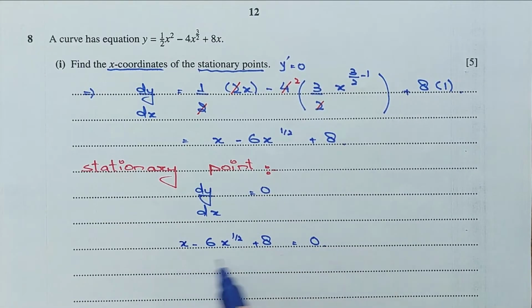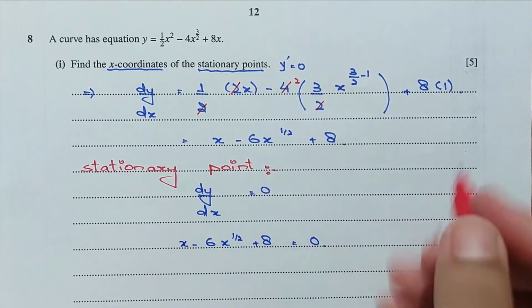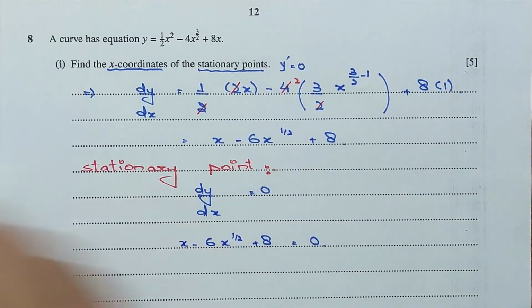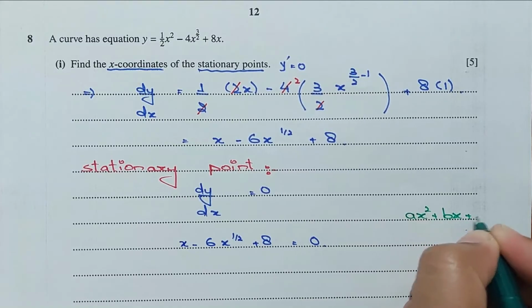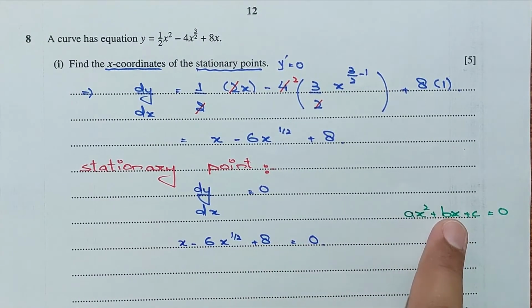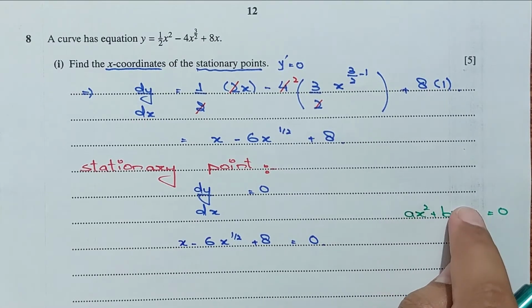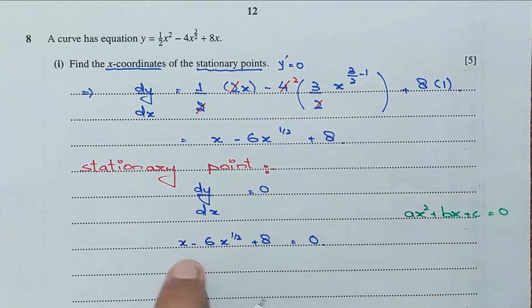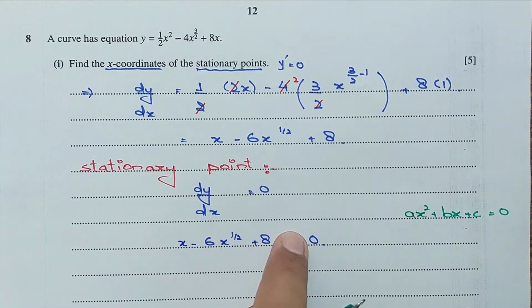So if we closely observe, this is a quadratic equation in x. Because a quadratic equation is in the form ax² + bx + c = 0. We have a constant c, we have x and x². The powers are 2, 1 and 0. Here the powers are 1, 1/2 and 0. Right? So we have a quadratic equation in x^(1/2).